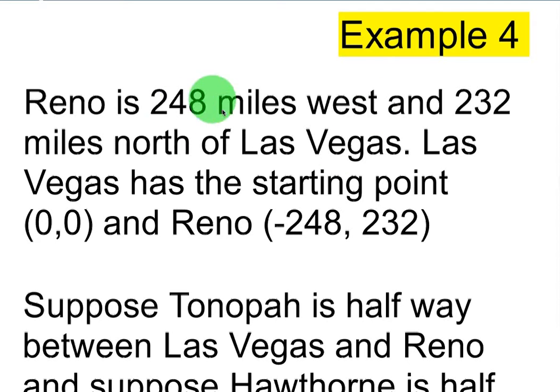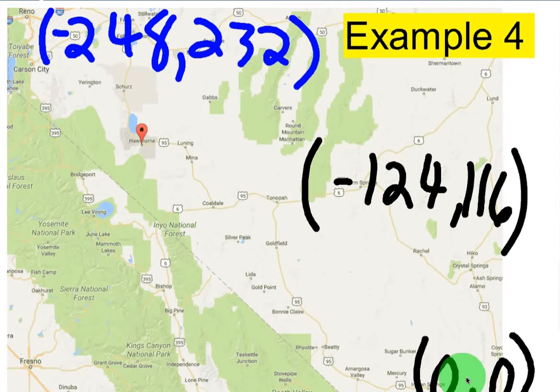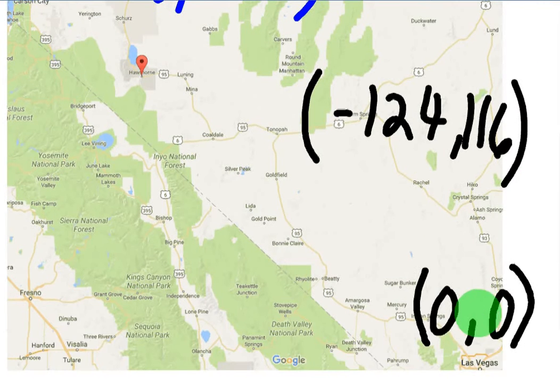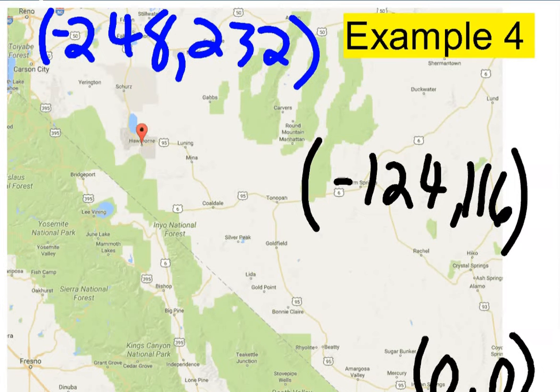Reno is 248 miles west and 232 miles north of Las Vegas. Okay, so we can kind of visualize it as you go over some way and up some way. And actually, let's go back and see. Okay, so you're going, what did it say? 248 miles west and 232 miles up to Reno from Vegas. And again, you kind of have to go down to see that. 248 miles this way, and then 232 miles up to get to Reno. And looking at this, I never realized Fresno was due south of Reno.